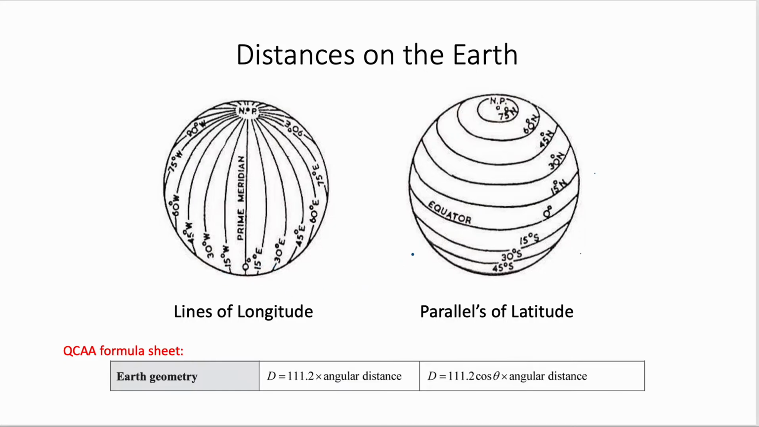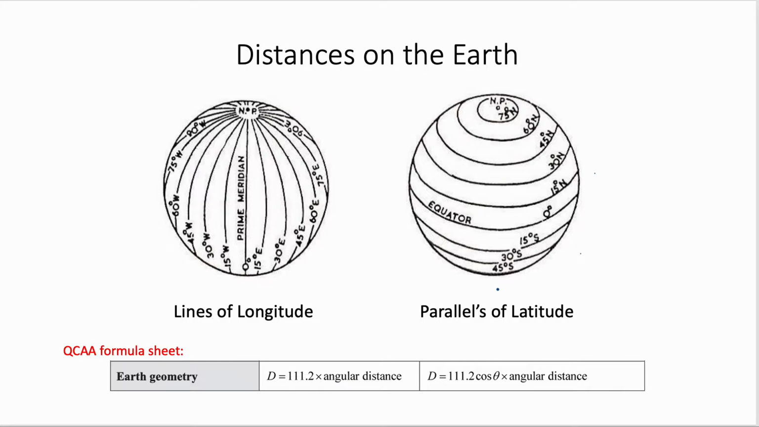Now, our parallels of latitude, on the other hand, are all different sizes. The only one that's the same size as a longitude is the equator, and that's the 0-degree latitude here. So all of our parallels of latitude get smaller and smaller as we head towards the poles. So we can basically go from 0 degrees at the equator, up to a maximum of 90 degrees north, that would be the North Pole, or down to a maximum of 90 degrees south, and that would be the South Pole.